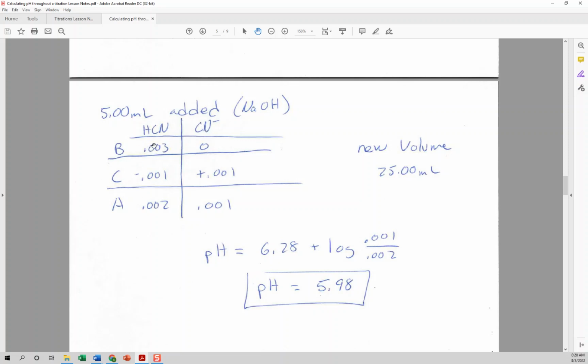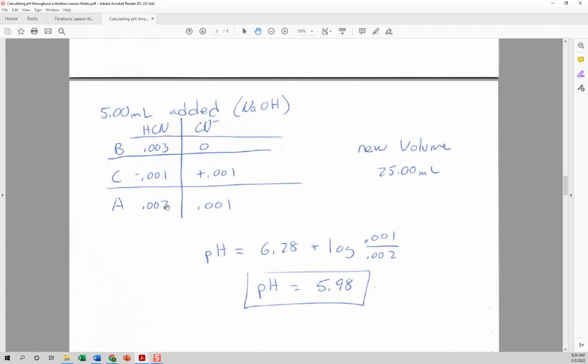I do liters times molarity. We started with 20 milliliters of our HCN, and it was 0.15 molar. So 0.02 liters times molarity gives me moles. That's how many moles of HCN I have in my flask to begin with. I have 0 cyanide. The change is the amount of NaOH you added. The molarity of NaOH was 0.2 molar, and we added 5 milliliters, so 0.005 liters times 0.2 is where we got moles of hydroxide. I'm going to lose that many moles of HCN, gain that many moles of cyanide, and we do our math, and that's our new amounts.